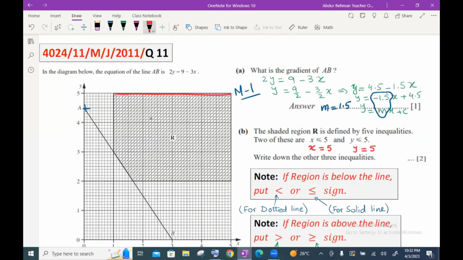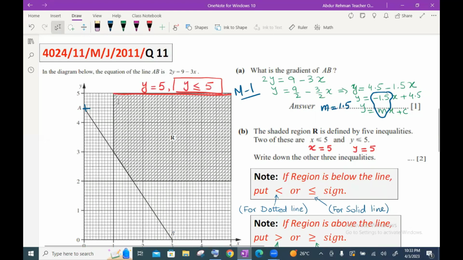This line, if you extend it, is intersecting the y-axis at 5. So y is equal to 5, or you can say the given inequality was y is less than or equal to 5.